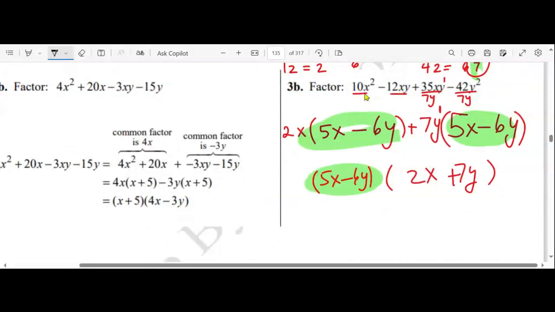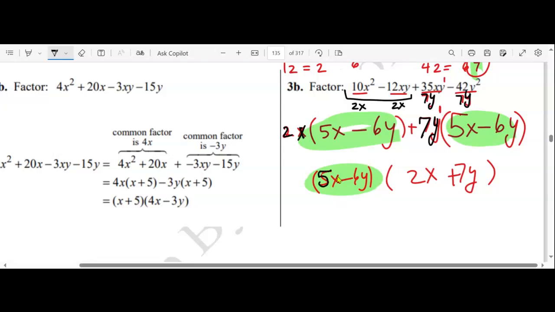What is common here? I have 10. Take the first two, right? What's common? X. 2x. And what's left? 5x minus 6y. The next one here, what's common? 7y. So you have 7y. Divide 7y for both terms, and you get what? 5x minus 6y. So your final answer would be what?